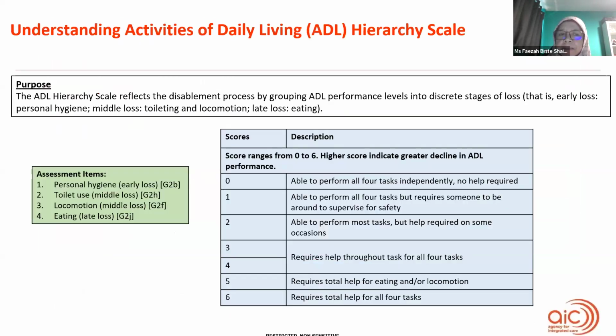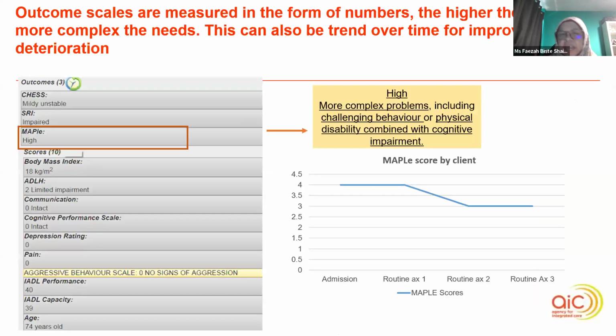So what is this outcome scale? It measures, like I mentioned, in terms of numbers. They take into consideration certain assessment items within your functional component domains, and it will tell you whether you score 0, 1, 2, 3, 4, 5, or 6. In InterRAI, the scoring is such that a lower score is the best. Higher means you have higher care needs, right? So a 6 is always someone who is totally dependent in terms of ADL.